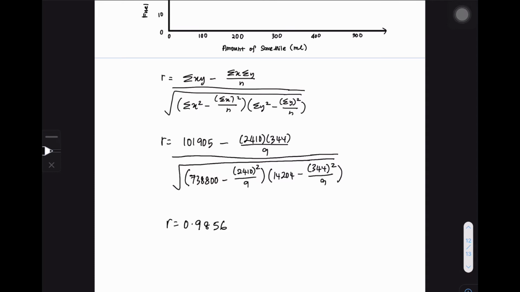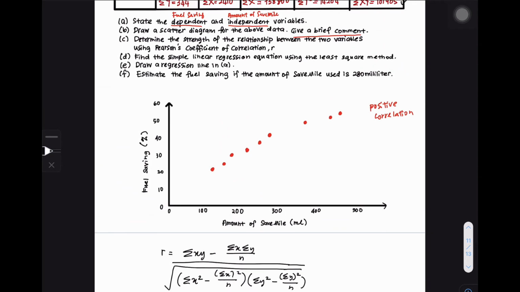So bila kita dah dapat value of R, kita boleh conclude the strength of the relationship because we know that kalau kita dapat the value of R, okay, saya ulang banyak kali dah ni. Kalau kita dapat value of R daripada 0 ke 0.5 is weak positive, 0.5 ke 0.8 is moderate positive, 0.8 ke 1 is strong positive, dan exactly equal to 1 is perfect positive. So now we have 0.9856 here, so it's strong positive relationship. Okay, so you can say that the relationship between the two variables, the independent and dependent variables, is a strong positive relationship. Itu untuk soalan C.